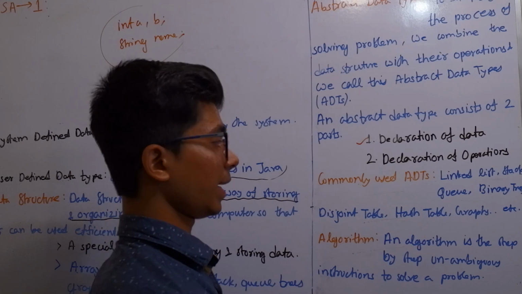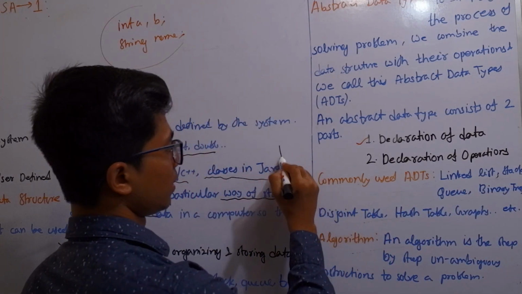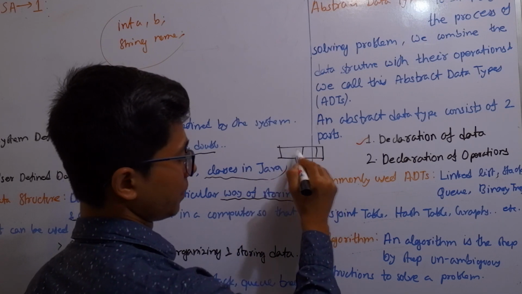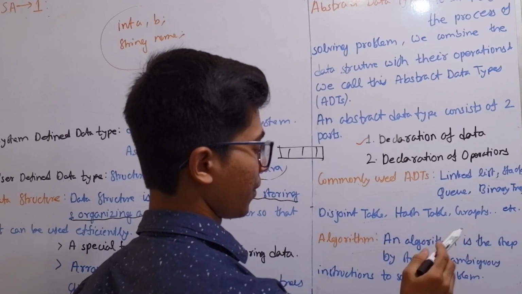And the commonly used abstract data types are the linked list, which I have drawn like this. This structure is called a linked list. Now also stack, queue, binary tree, disjoint set, hash table, graphs, etc.